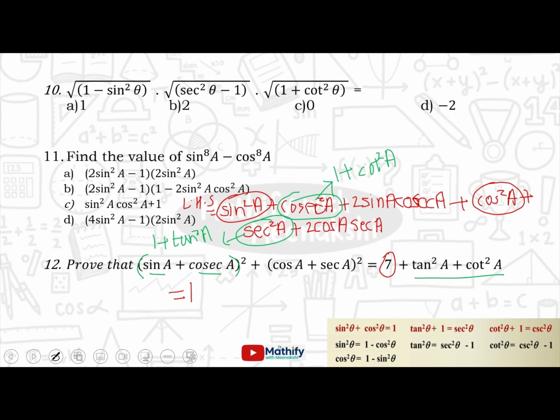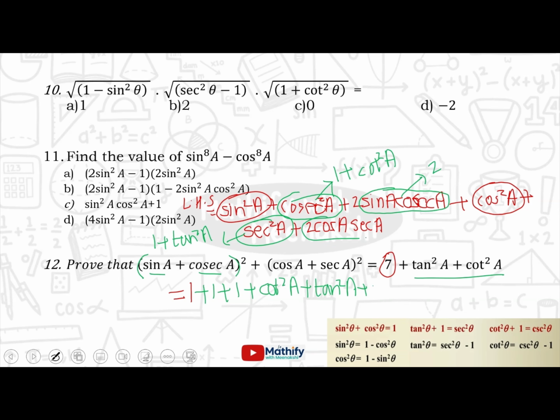So now we have 2 more ones. 1, 1. And what are we left with? Cot square A, tan square A, plus 2 sin A cosec A and 2 cos A sec A. Now, what is sine into cosec? Did you realize something? Sine and cosec, they are reciprocal of each other. So they will cancel. So you're just left with 2.